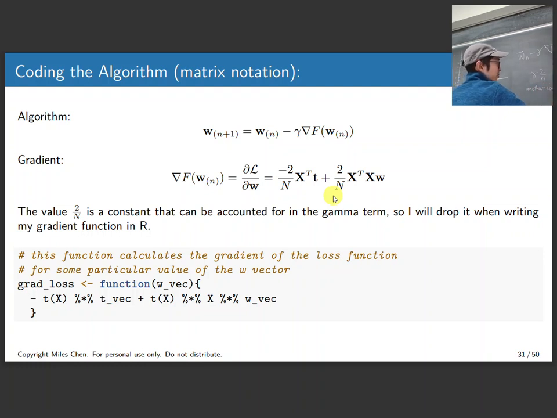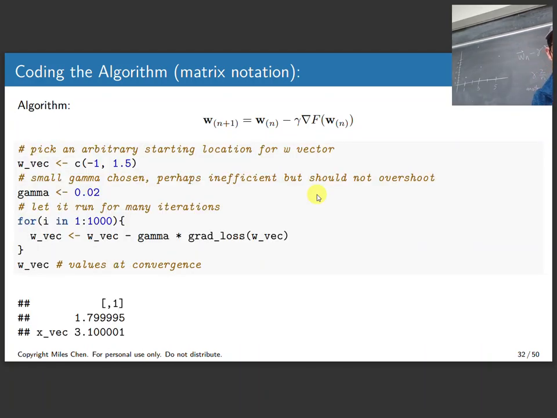So I'm going to just drop the 2 over n here, okay? And I'm going to just plug in matrix notation, basically x transpose negative x transpose t plus x transpose xw. Okay, that's my gradient. And so here I apply the algorithm. It's just a one-line algorithm.